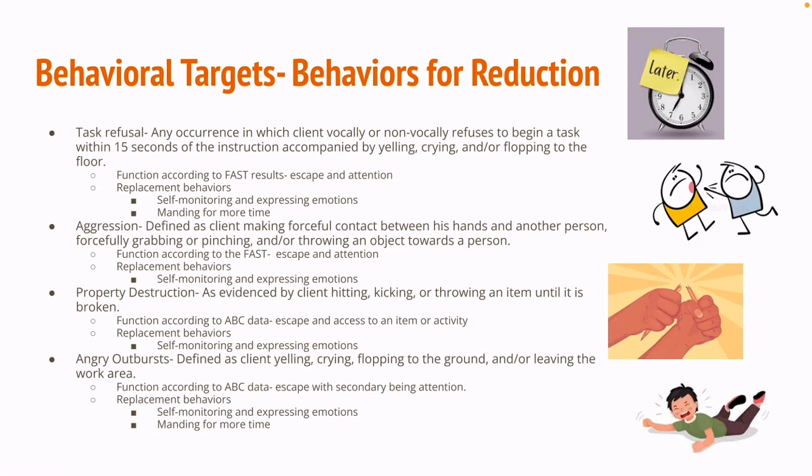The operational definition for aggression is the client making forceful contact between his hands and another person, forcefully grabbing or pinching, and/or throwing an object towards a person. The hypothesized function, according to the FAST, was also escape and attention. The replacement behaviors were self-monitoring and expressing emotions.